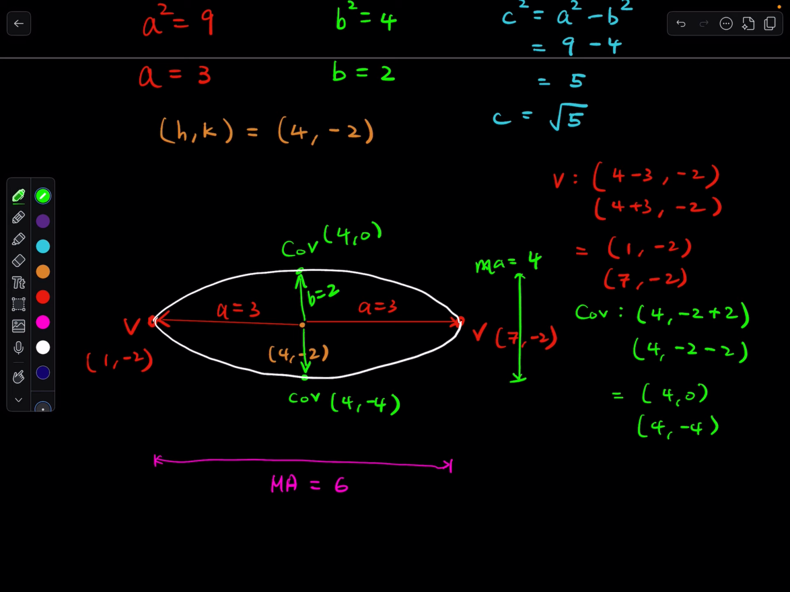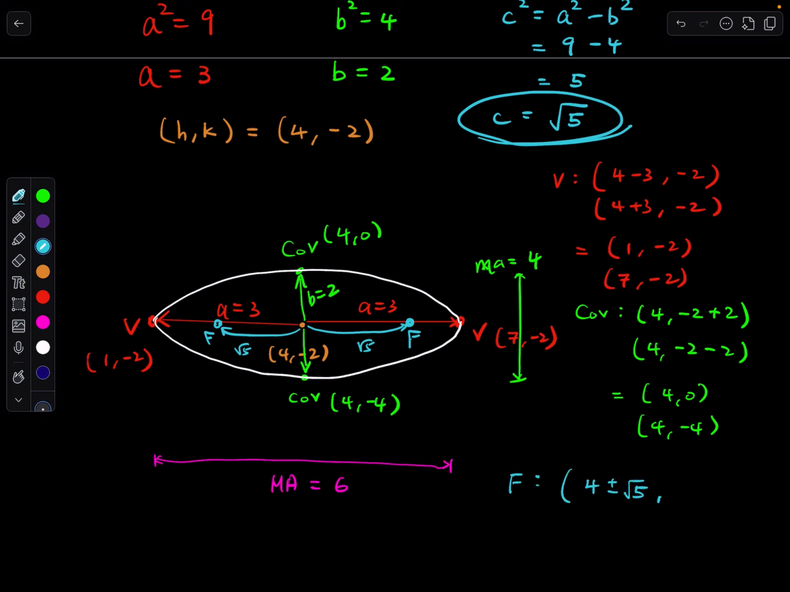Last thing I want to talk about is your foci. So where are your foci? And don't forget, the foci is going to be C away from the center. We got it right here on top that C is equal to root 5. So that means on the long side, you go left and right, root 5. You'll be able to get your foci, 2 of them. Since it's left and right, your foci is just going to be starting from the center, 4 plus and minus root 5. Your y value stays the same.